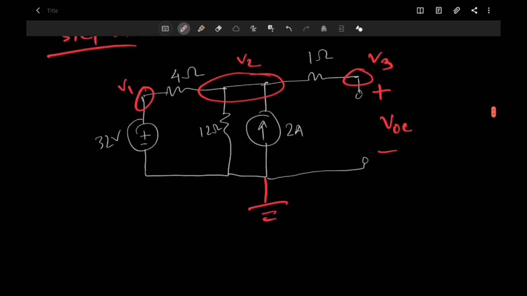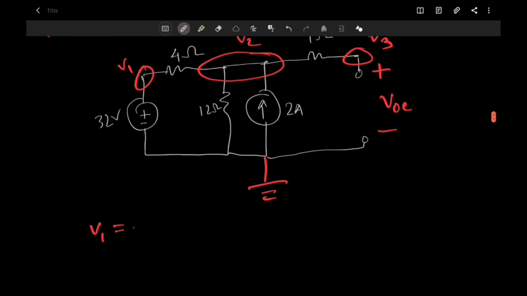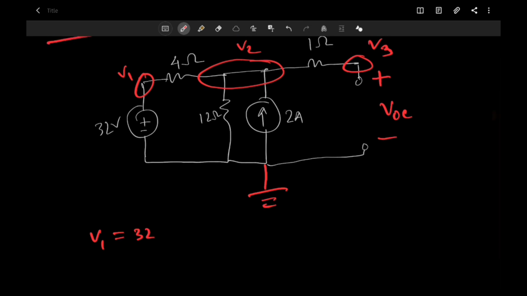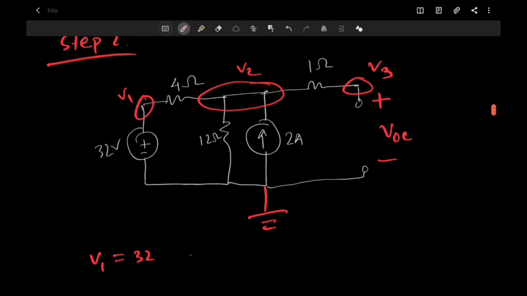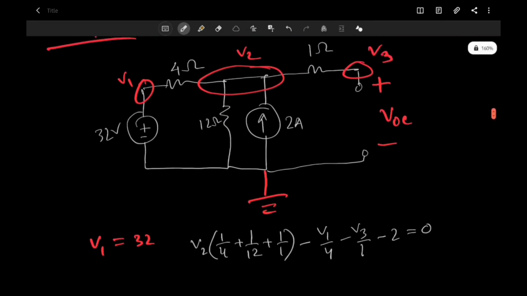And if I actually write equations for them, well, first V1 equals 32 volts. There is no confusion there. Then we have node 2. We have V2. V2 times 1/4 plus 1/12 plus 1/1, because those are the resistances connected to V2. I'm just doing nodal analysis here. Minus V1/4 minus 0/12 minus V3/1, and then we have one current source, so minus 2 equals 0. So this is our equation for node 2.